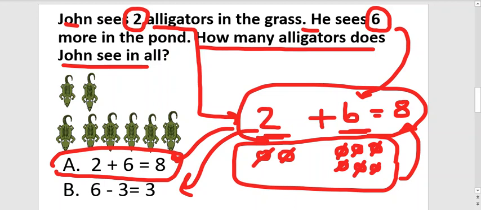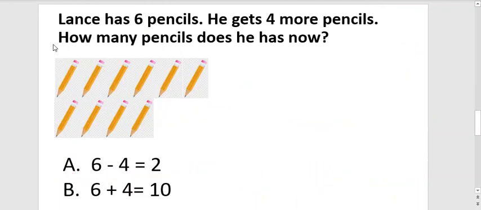Now let's go and move on to the next problem. Lance has 6 pencils. He gets 4 more pencils. How many pencils does he have now? So now I'm going to circle the numbers that I see in my problem. And I see number 6, so I'm going to circle that. And then I'm going to circle the other number that I see, and I see number 4.